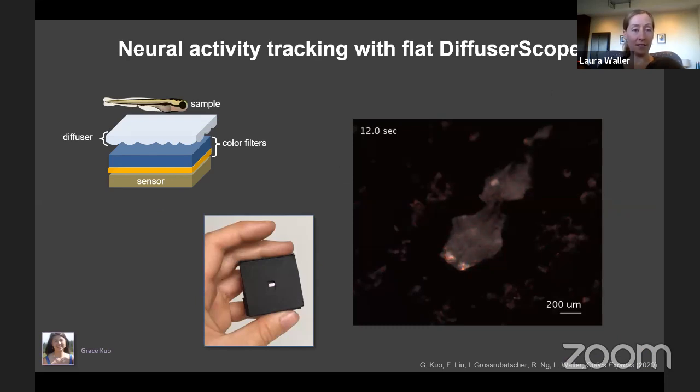It's just a sensor, some color filters for fluorescence imaging, and then this diffuser on top of the zebrafish sample. And what you're seeing in the video is neural activity in this zebrafish over time. And we're getting approximately single neuron resolution here. So this is a first step and pretty exciting to be able to do this after a lot of years of talking about it.